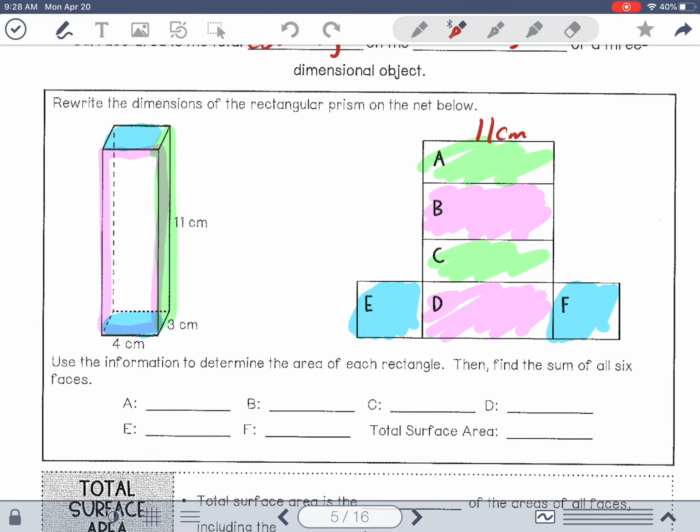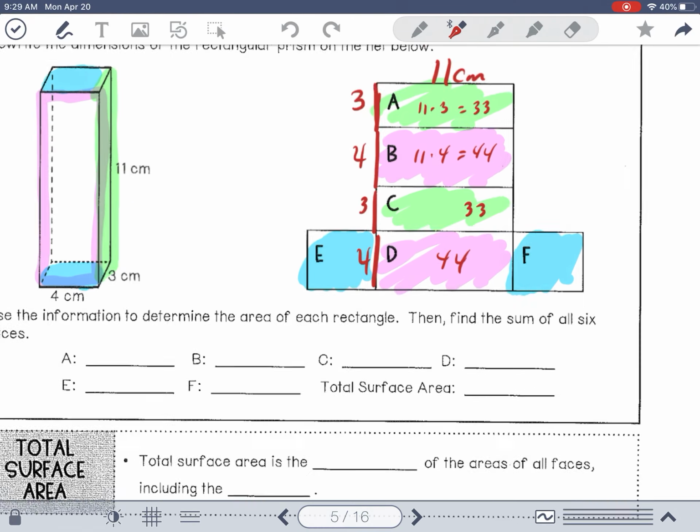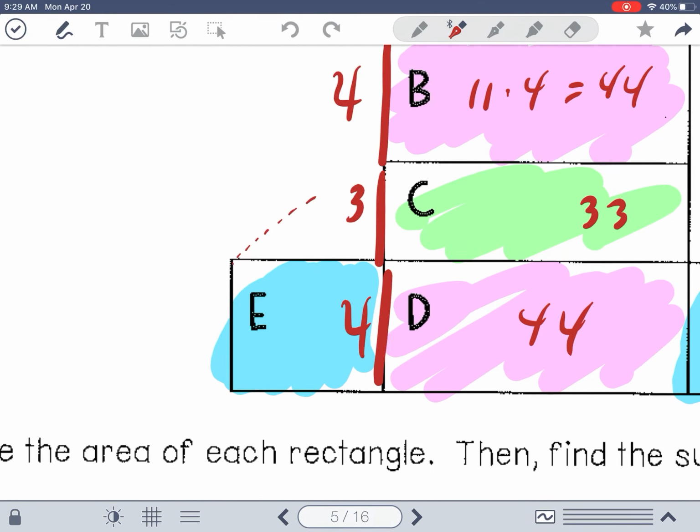As you go through each one, you see that this measurement is 3, this measurement is 4, this is a 3, that's a 4. As you measure each one, you can find the area of each piece. This one is 11 times 3, which is 33. That means the other green one is 33. This one is 11 times 4, which is 44. The other one is 44. And then this is where it's tricky. As this folds over, that means this piece is a 3.